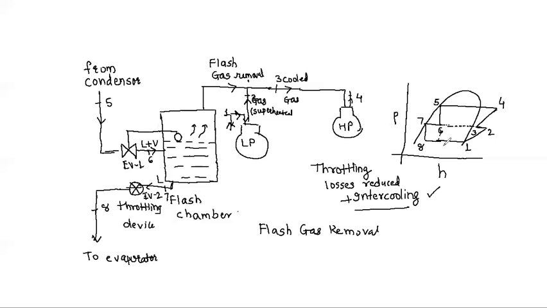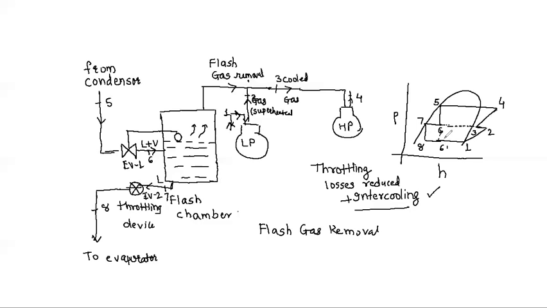Instead of 6, it would have been some 6 dash. So if you draw a vertical from 5, it would end at 6 dash somewhere here. So this arrangement of expansion from 5 to 6 dash would be the expansion arrangement when you are having an expansion in a single stage instead of the two stages.